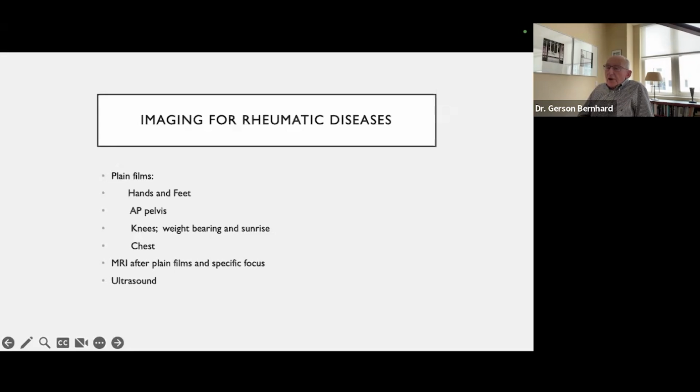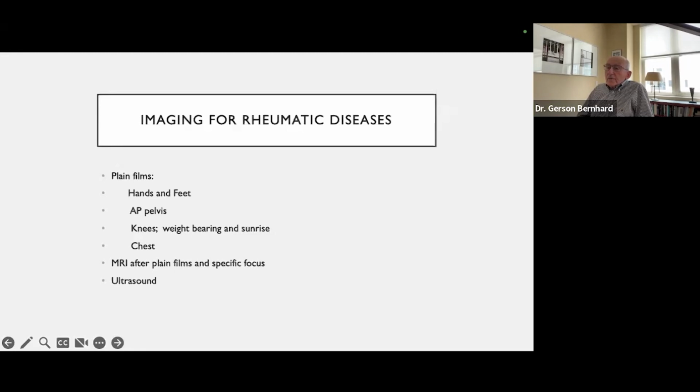There is not a lot of radiation there. You don't necessarily need, and probably shouldn't get, a full lumbosacral spine film, which has a lot of radiation, because there'll be a lot of non-specific changes that you may observe, particularly if the patient is in their 50s or 60s.